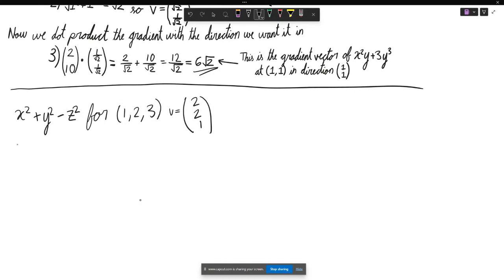So, can anyone say, I don't need you to explain the entire thing, just the start. So how are we going to start, basically? What did we do last time? Can anyone remember? Calculate the gradient vector. Yep, that is what we're trying to do.